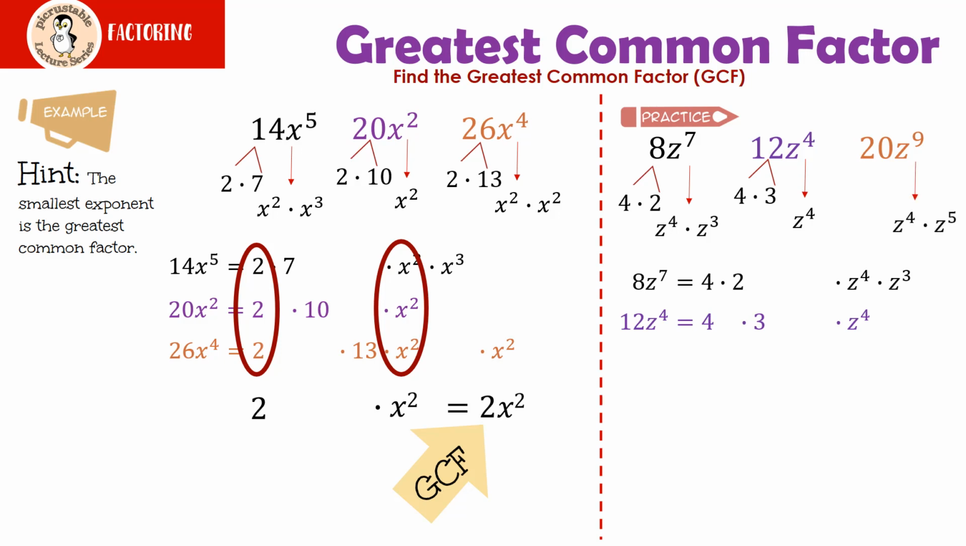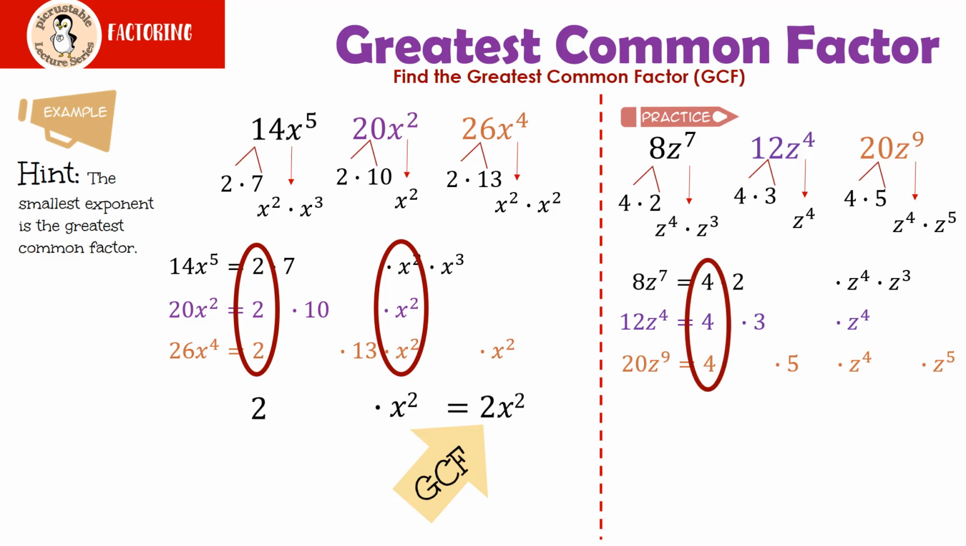Once again, I know that z to the 4th is going to be our smallest exponent, and that's also going to be one of our common factors. So I have z to the 4th times z to the 5th. Remember, when we multiply, we add the exponents. So this is really z to the 9th. So when I look at 20, I know that 4 is probably going to be my common factor, and I happen to know that 4 times 5 is 20. So let's write that in.